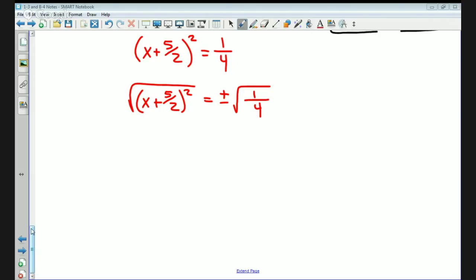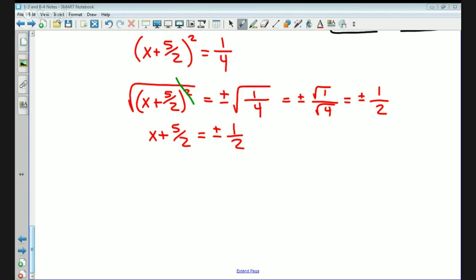So our square root undo each other. We get x plus 5/2 equals plus or minus the square root of 1/4. Don't lose sight of this. That's the same thing as the square root of 1 over the square root of 4. Properties of roots allow you to do the numerator and denominator separately. Square root of 1 is 1. Square root of 4 is 2. So we're just going to have plus or minus 1/2 on that right side.